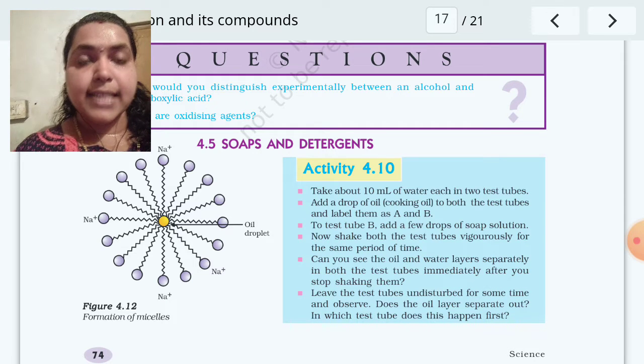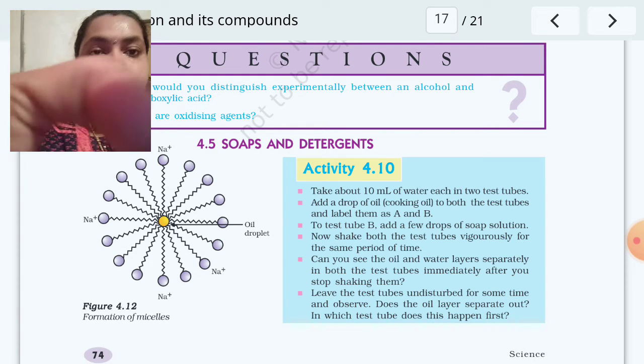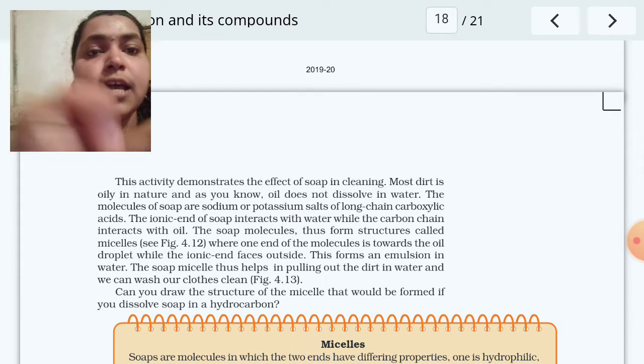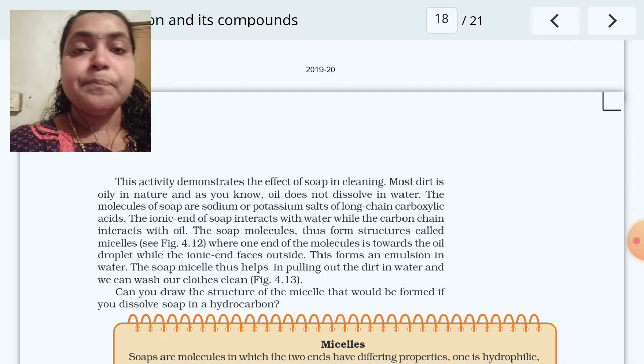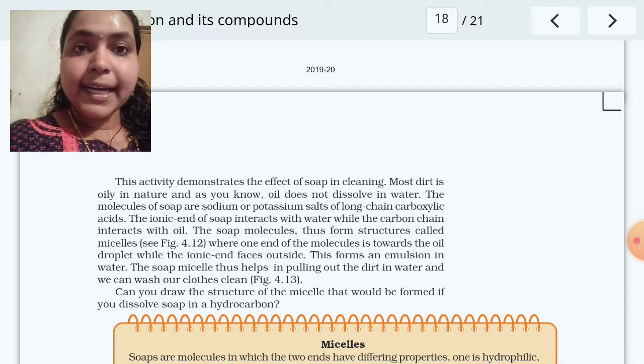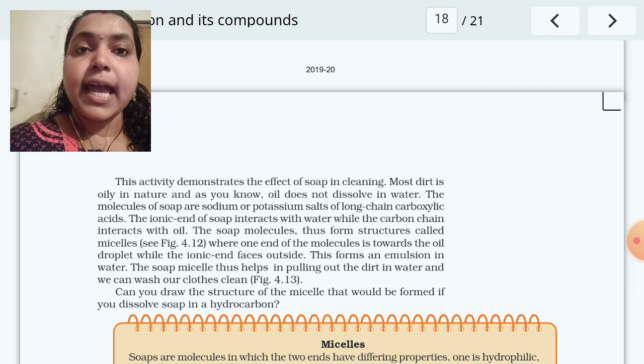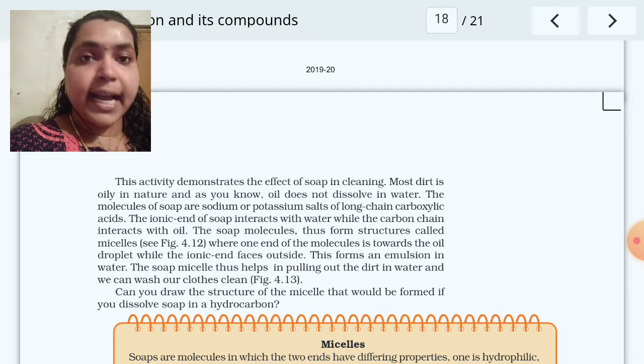This is an example for micelle formation. Okay, so this is about micelle formation. Once more I will explain that. Soap contains two parts, that is a hydrophobic end and a hydrophilic head.